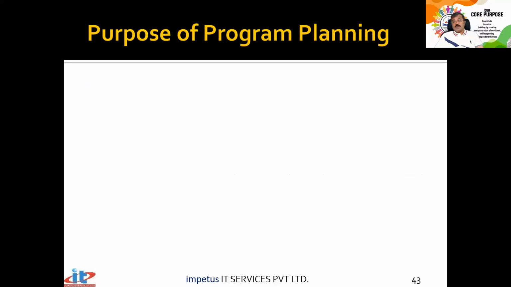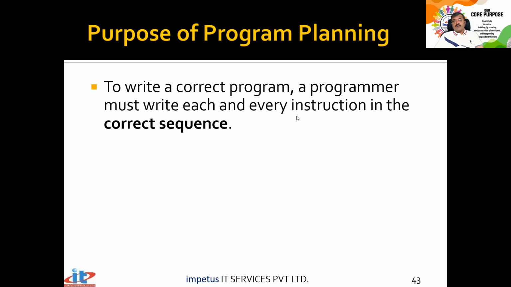So what's the purpose of program planning? To write the correct program, the programmer must write each and every instruction in the correct sequence. You should not make an assumption that the machine will understand anything. The machine will neither add a single statement to your program, nor will it delete any statement from your program. If you write 4 instructions, whether they are correct or not, it is going to execute those 4 instructions one after another. The machine is not going to think about what is being achieved.